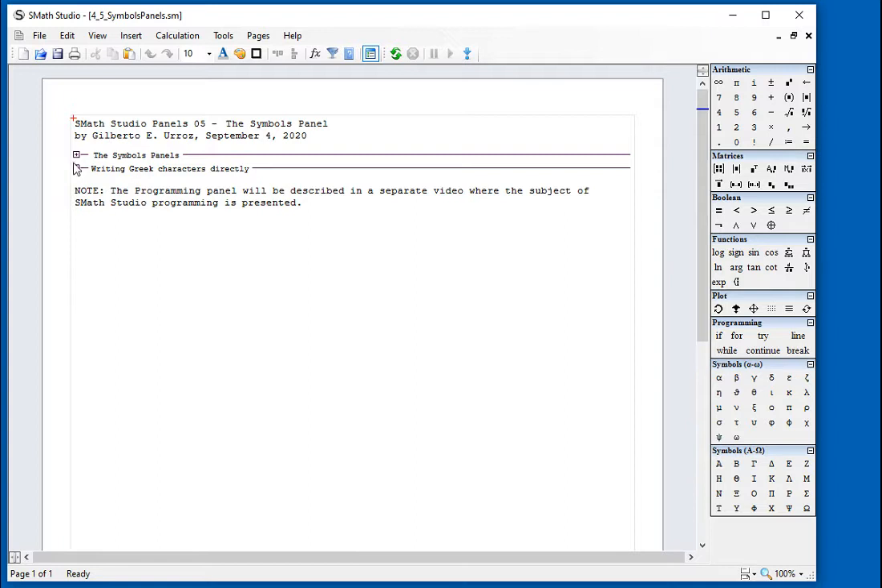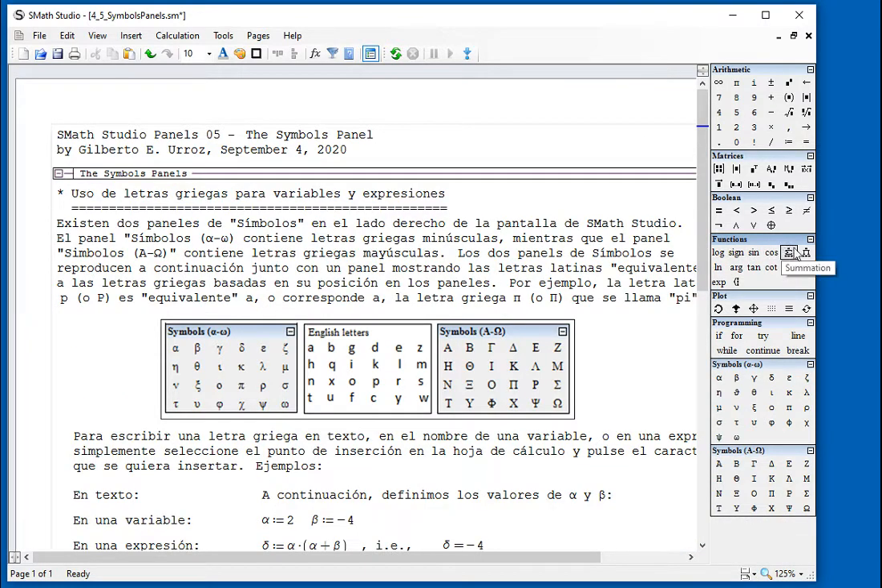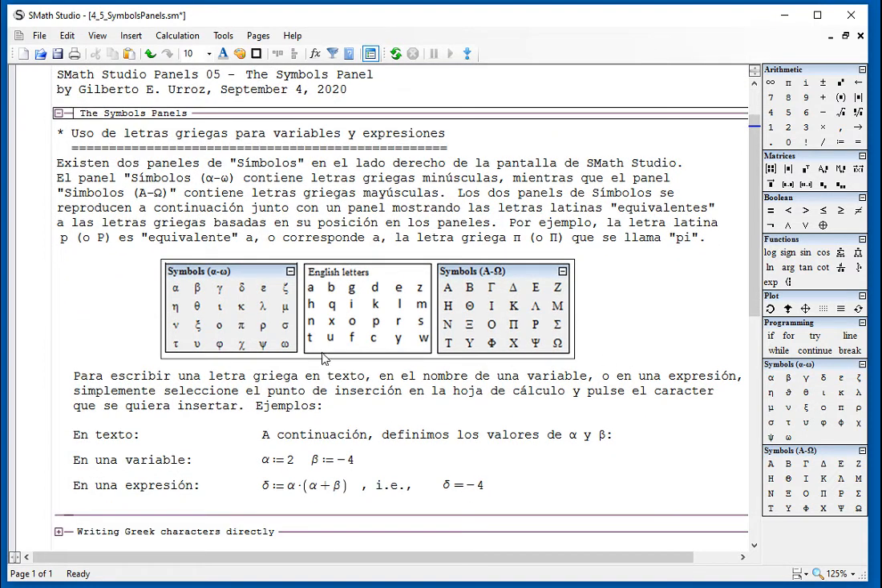The symbols panels are simply Greek characters that are used commonly in entering equations. Greek characters or Greek letters are used a lot in physics and other applications. And so if you can see here is the lowercase Greek letters and the uppercase Greek letters. I copied them in here and I put a little table of English letters that correspond to those Greek letters in lowercase and uppercase.